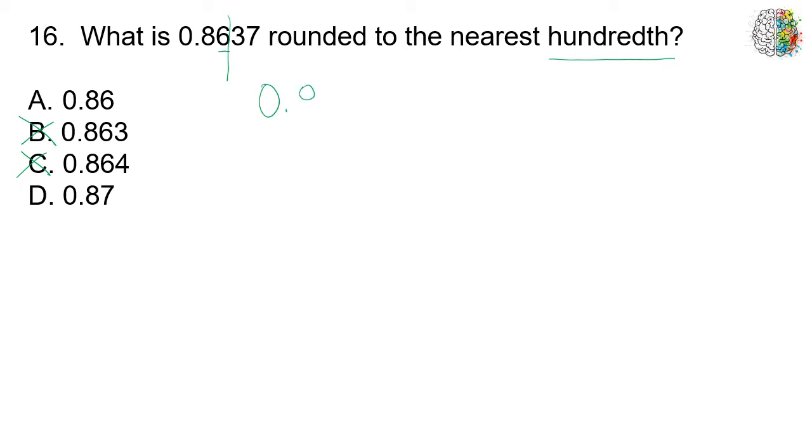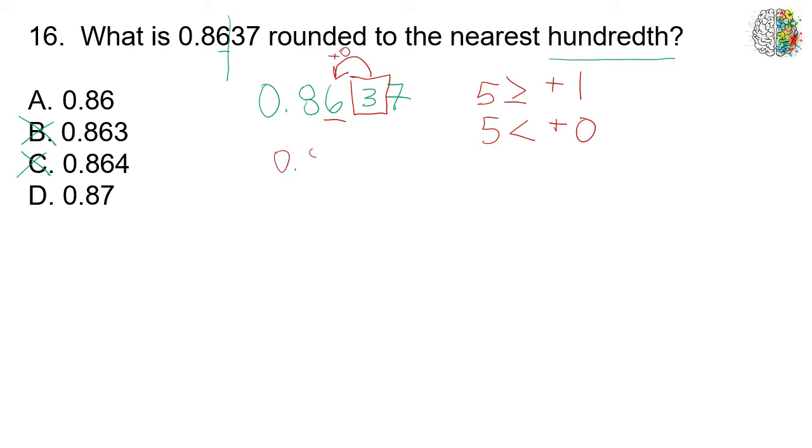Now I need to do the actual rounding. So when I'm doing rounding, I'm going to decide where I'm going to stop. So in this case, it's the hundredths, which is 2 digits after the decimal. Then I'm going to look at the digit to the right of wherever I want to stop. If that number in the box is greater than or equal to 5, I'm going to add 1. If the number in the box is less than 5, I'm going to add 0. So our number in the box is a 3, and 3 is less than 5, so that means I'm going to add 0. And my final answer is going to be 8.86, and that is answer A.